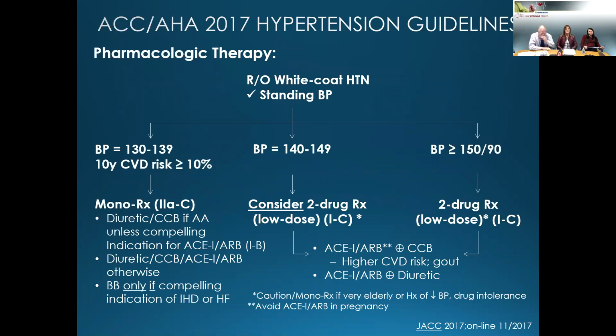Once white coat hypertension has been ruled out, the ACC/AHA guideline recommends, on the left side of the slide, initial one-drug therapy for patients with a systolic blood pressure 130 to 139 and a 10-year cardiovascular risk of 10% or higher. They suggest a diuretic or a calcium channel blocker for African Americans and any of the 4 major drug classes for other patients.